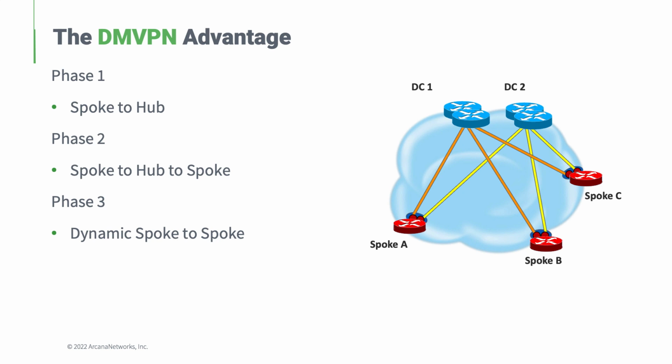Now, phase 3 is where things can get a little spicy. Here, we're going to use a protocol called NHRP, Next Hop Resolution Protocol. Spoke A is going to tell the data center, hey, can you tell me how I can reach spoke B? And when that information is received, spoke A and spoke B can dynamically establish a tunnel to each other. And after a certain amount of time, when traffic isn't being sent between those two spokes anymore, that tunnel can dissolve. It can go away, thus freeing up resources on spoke A and spoke B.